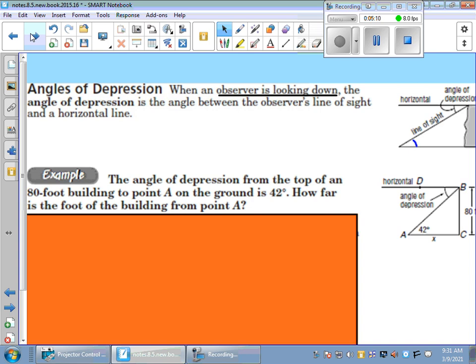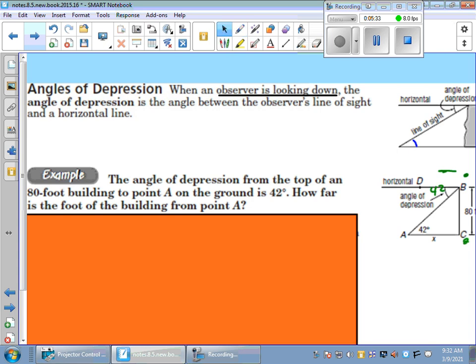The angle of depression. So now we have an angle of depression, a similar type of picture. It says angle of depression from the top of an 80-foot building. So this is an 80-foot building. You're at the top over here. That's your line of sight, it goes straight. Angle of depression is 42. So even though this is 42, you're going to use alternate interior angles and bring it down over there.